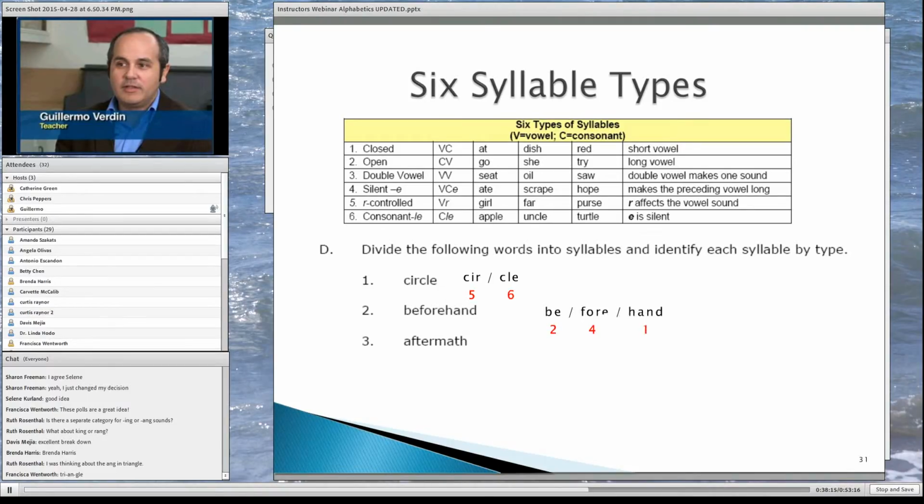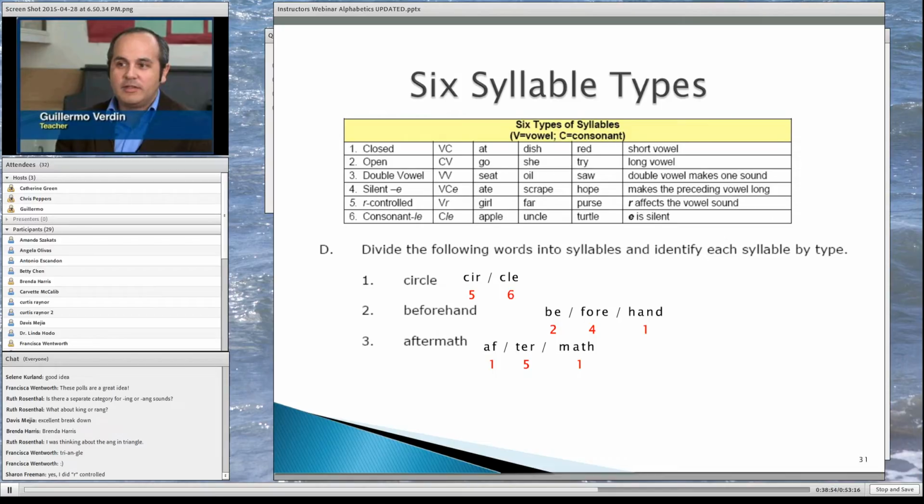Now look at beforehand. Be, for, hand. Closed syllable, silent E, and hand, closed syllable. This second one, the for, I went with the silent E syllable. I know some of you may go for the R control. No one's going to die. But as long as you recognize the syllable type and you pronounce it quickly, accurately, and effortlessly. And the last one, aftermath. Closed syllable, R controlled, closed syllable.